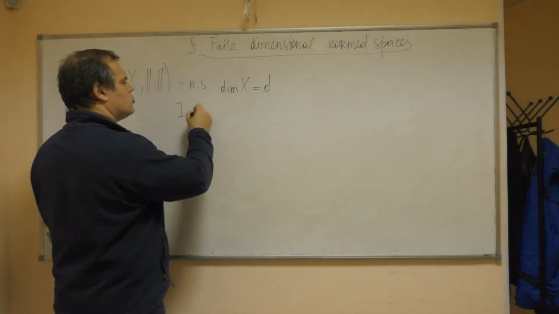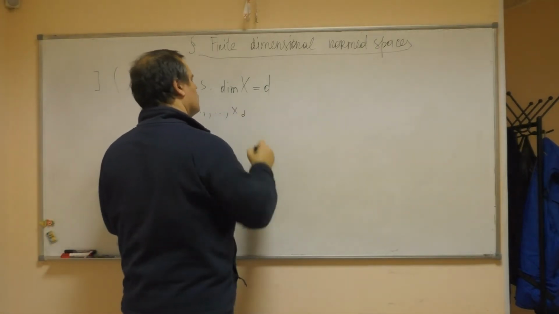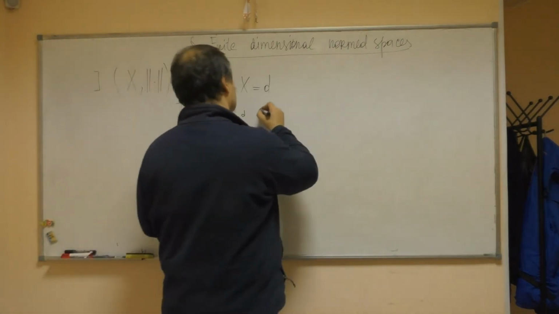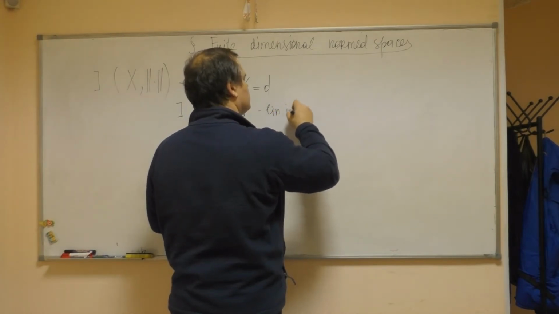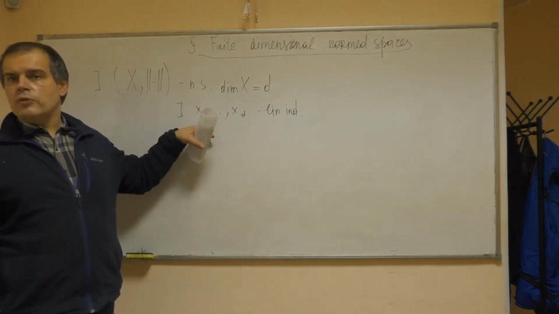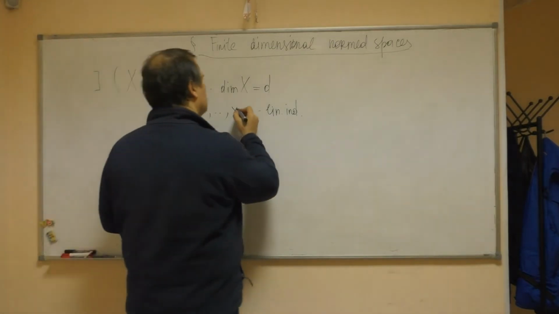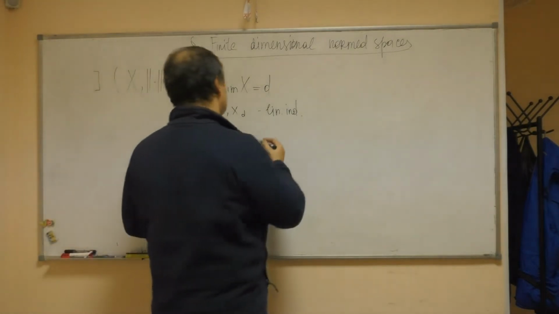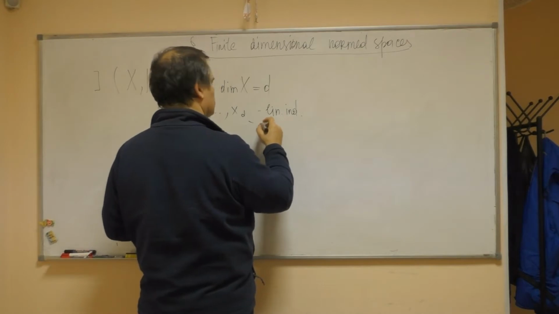So let's choose any system of d linear independent vectors. We once choose it and fix it, and will not change it. Let's call this system of vectors a basis.